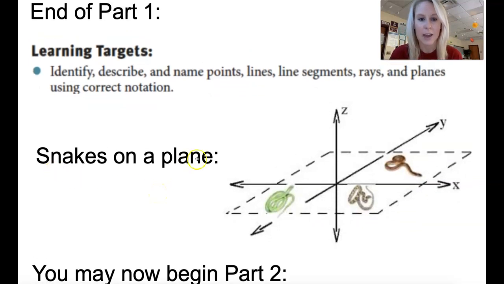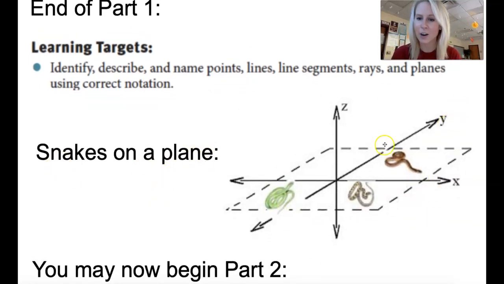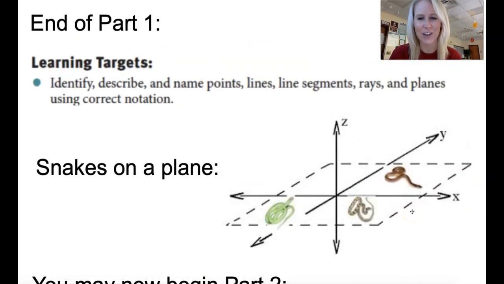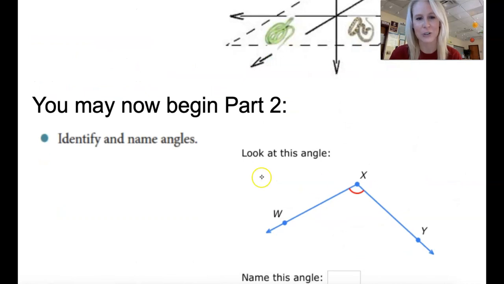I'm going to end us with a math joke. I have snakes on a plane over here. Haha.